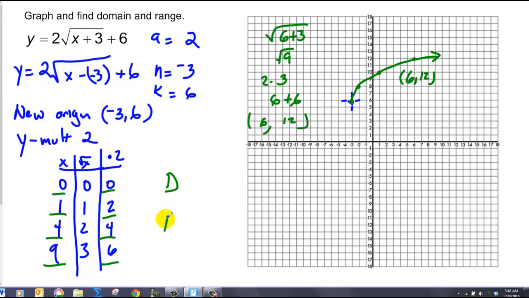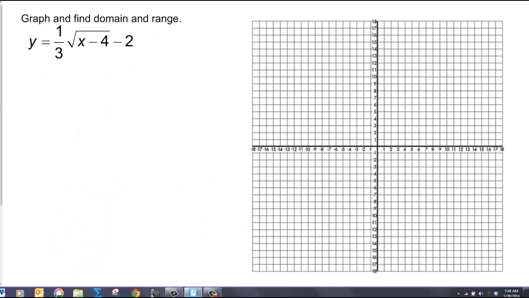If I want my domain and range, my x's start at negative 3 and get bigger, so x is greater than negative 3. My y's begin at 6 and grow larger. A couple more just to get a hang of things.